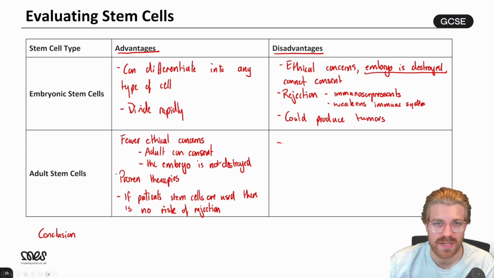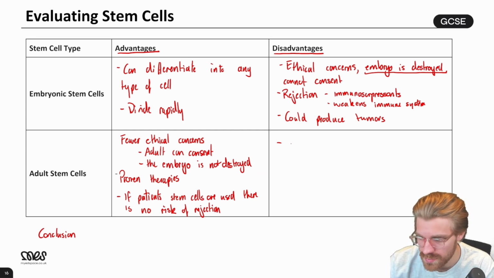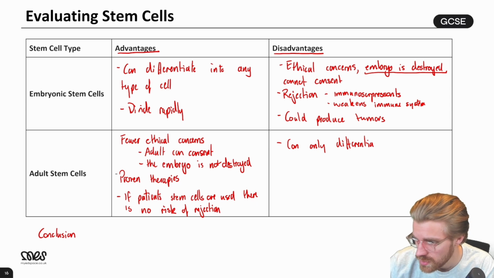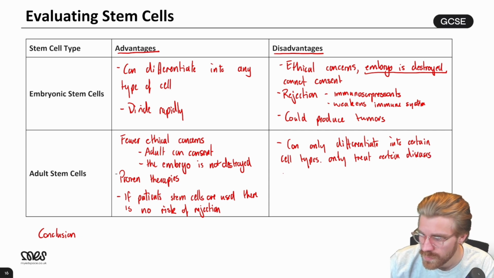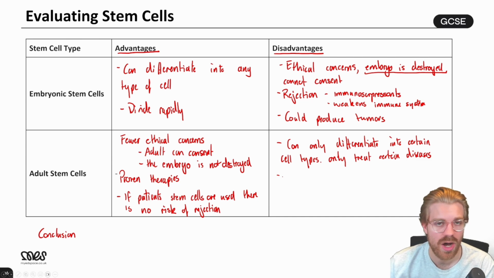What about the adult stem cells then? Well, the disadvantages of the adult stem cells are that they can only differentiate into certain types, which means we can only treat certain diseases. In addition to that, the slower growth rate means that it is harder to produce them.